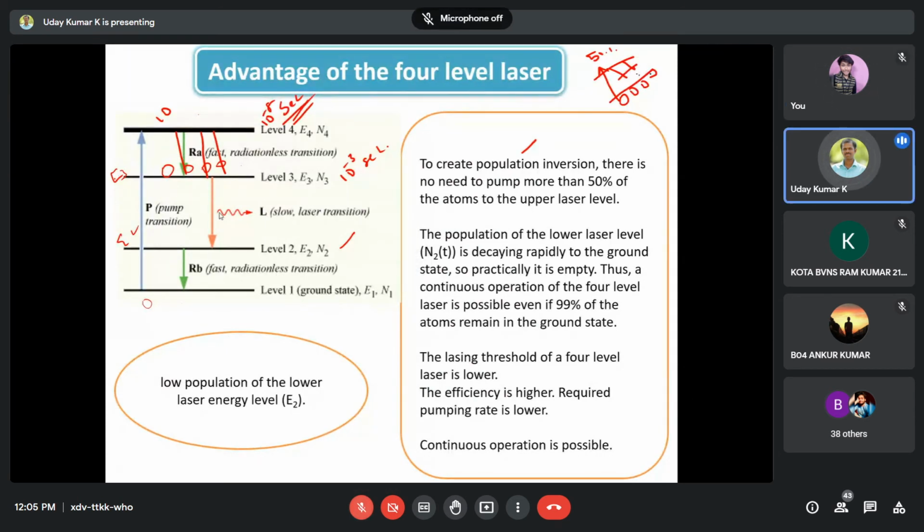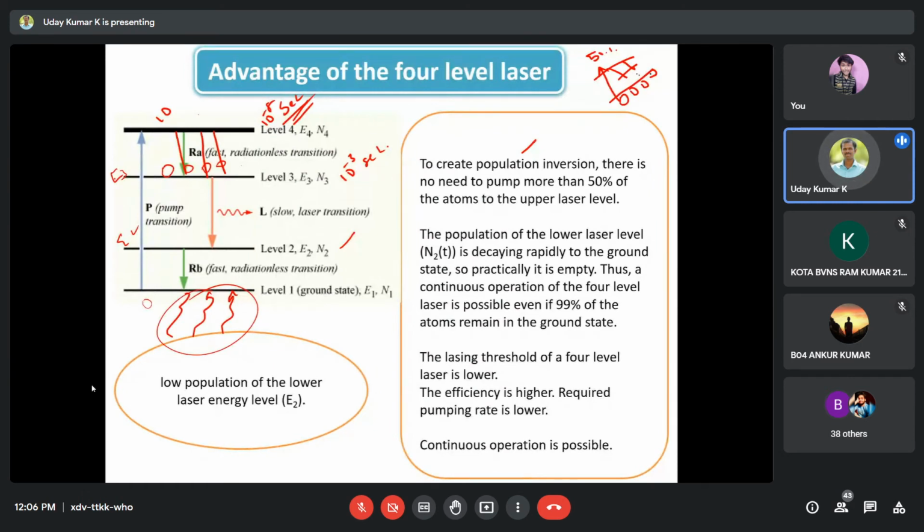And not only that, the pumping energy is also less compared to the 3-level laser. In the 3-level laser, you need to give the pumping. Pumping is nothing but external energy you give to send the lower energy atoms to a higher energy level. So this pumping is basically an expensive process. In the 3-level laser, it has to be given continuously and with more energy.